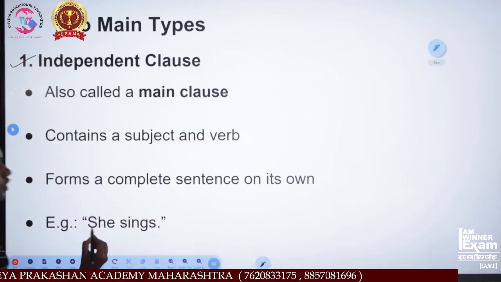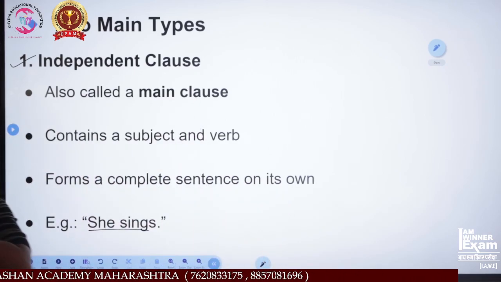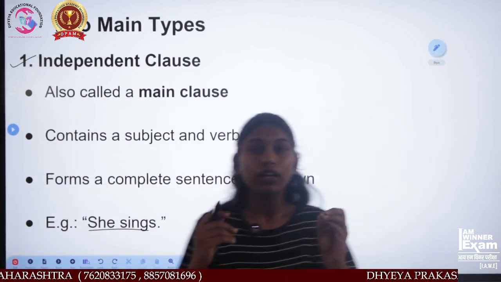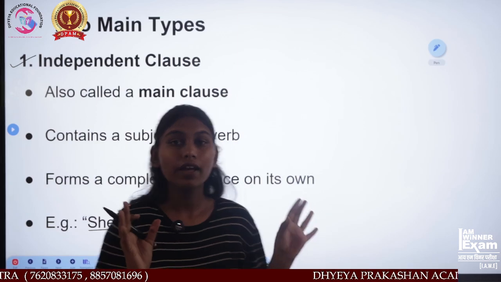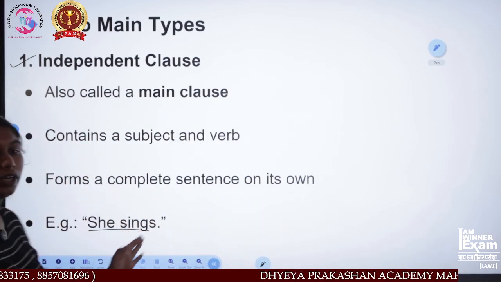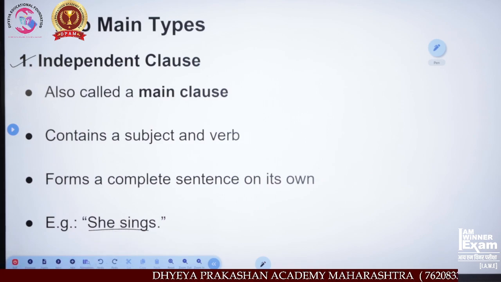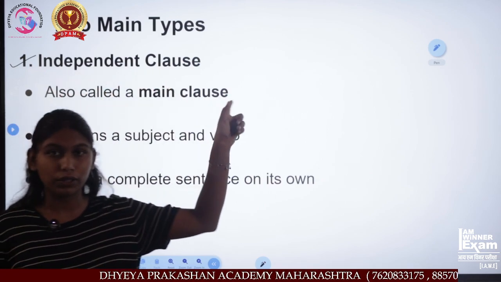For example, she sings. She sings is an independent clause, because this sentence is not dependent on any other sentence.